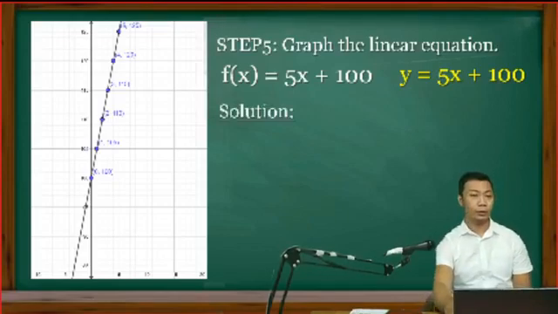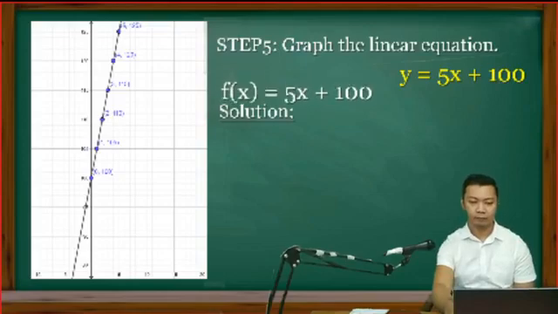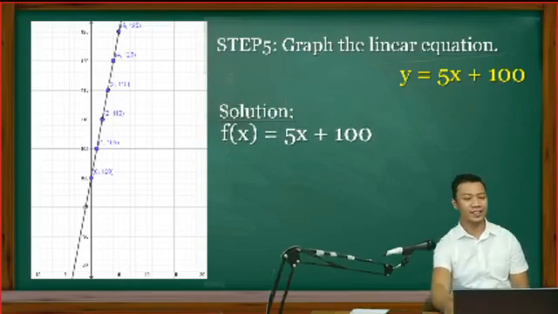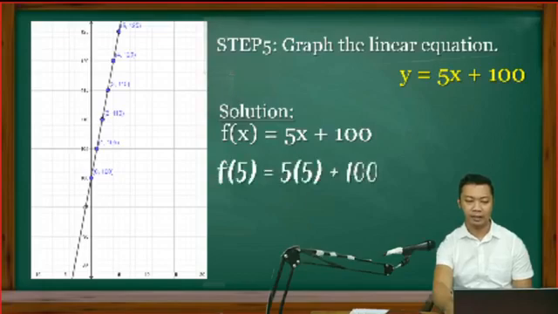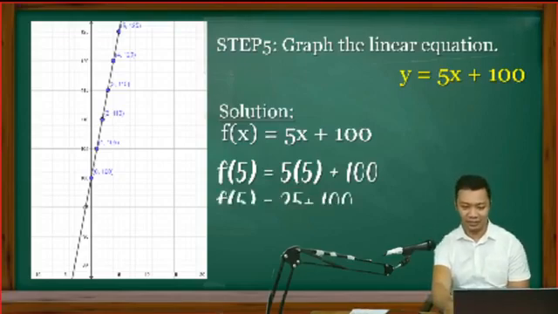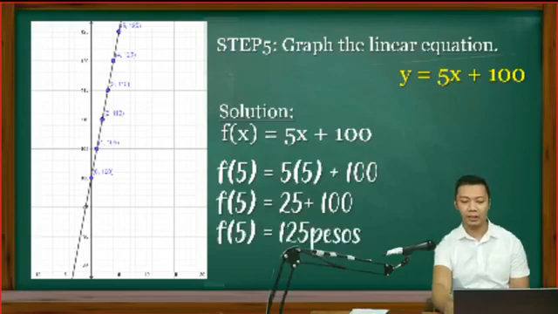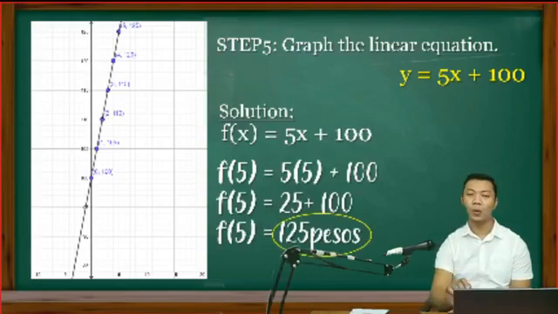Okay? Then, the solution, let's use the function f of x is equal to 5x plus 100. Then, let us replace our input with 5 because that's 5 kilometers from the hotel to our destination. F of 5 is equal to 5 times 5 plus 100. There you go. And 5 times 5 is equal to 25 plus 100. That is a total of 125 pesos.